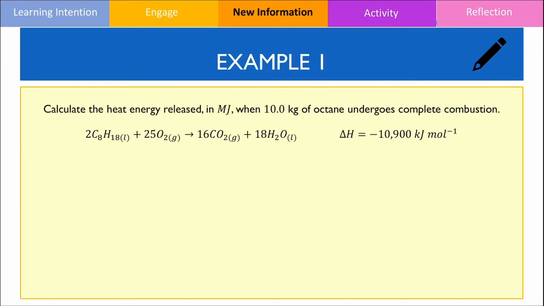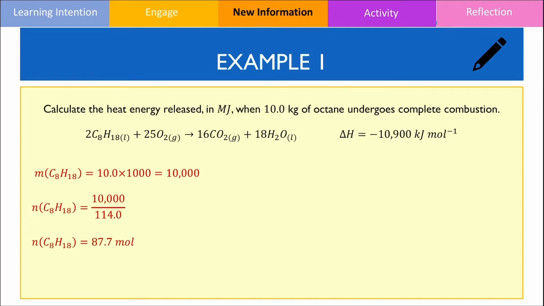In this example, we want to calculate the heat energy released in megajoules when 10 kilograms of octane undergoes complete combustion and we're provided with the thermochemical equation. Based on this equation, we know that 2 moles of octane releases 10,900 kilojoules of energy. In order for us to do mole ratios, we need to calculate the number of moles of octane. To do this, I'm going to first convert kilograms into grams because this is the standard unit for mass, and if we divide this mass by its molar mass, I can find the number of moles of octane. Based on our calculations, this suggests that 10 kilograms of octane is equivalent to 87.7 moles.